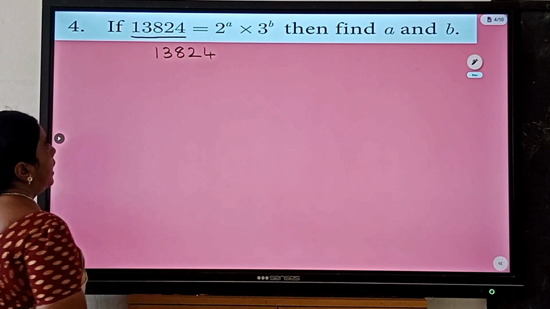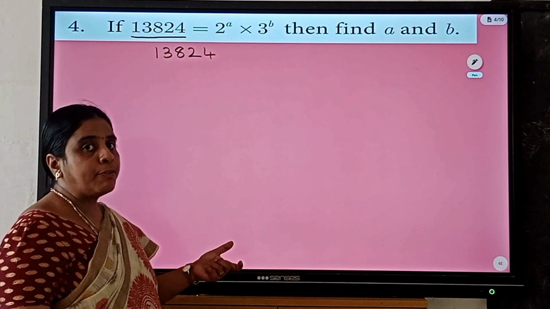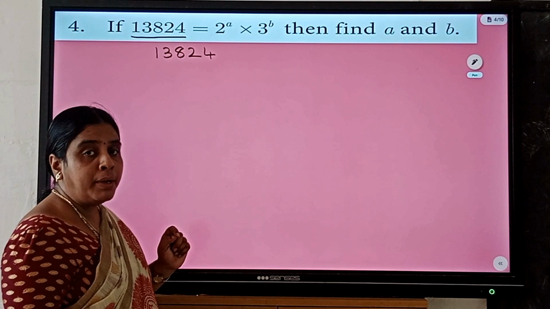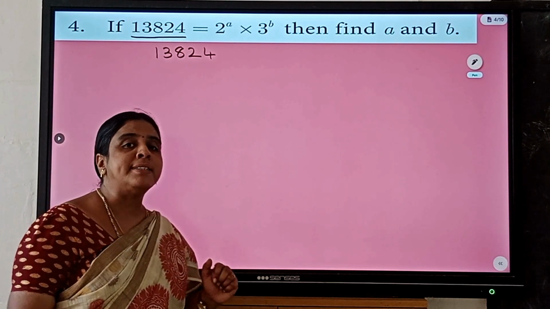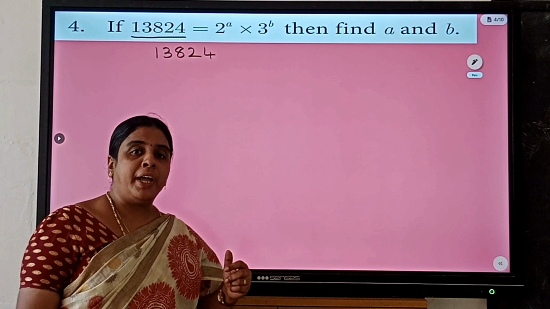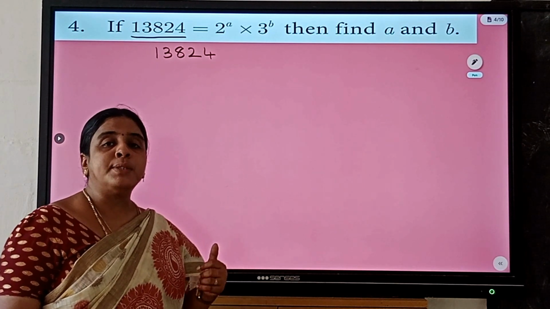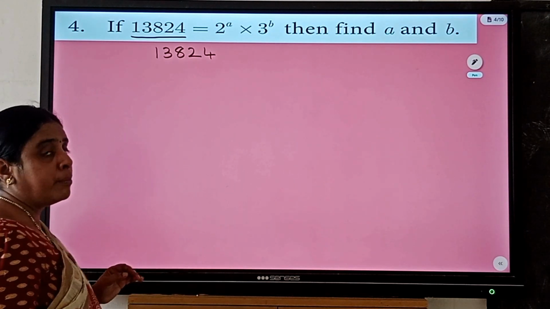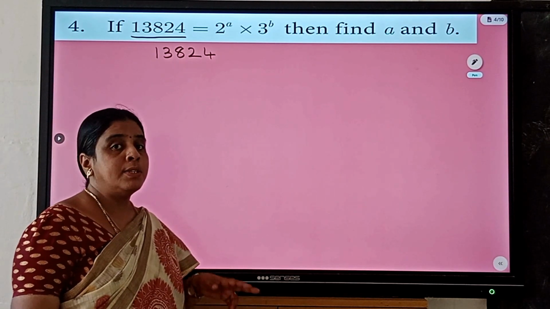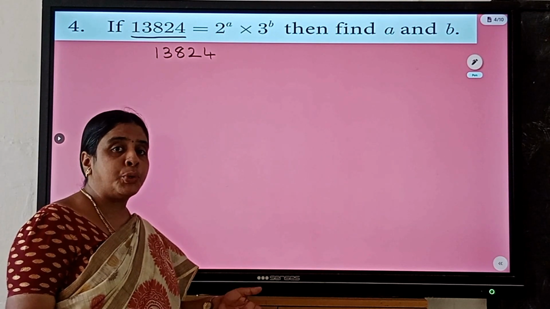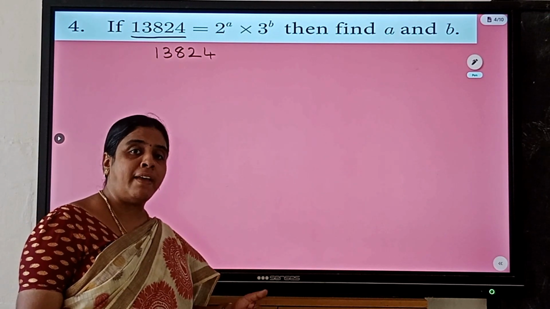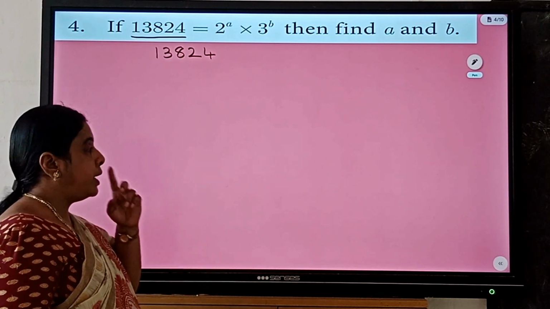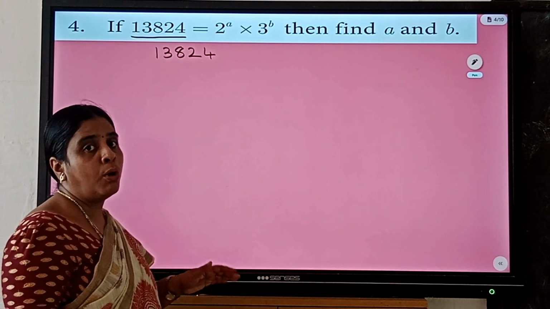So 13,824. What is the first step? We have to divide this by the prime numbers. You know what the prime numbers are? They are 2, 3, 5, 7, 11. Numbers which are divisible by nothing except 1 and themselves are prime, and 1 is not a prime number. So the prime numbers start from 2, 3, 5, 7, 11, 13, 17 like that. It will be divisible only by itself or 1.